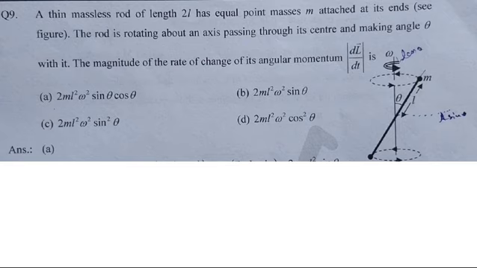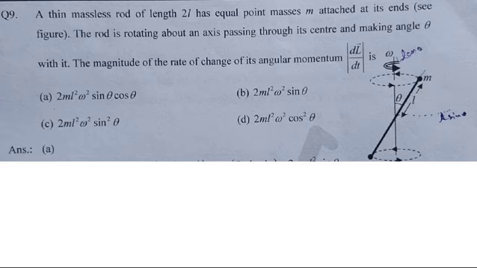A thin massless rod of length 2L has equal point masses m attached at its ends. The rod is rotating about an axis passing through its center and making an angle theta. The magnitude of the rate of change of its angular momentum is.